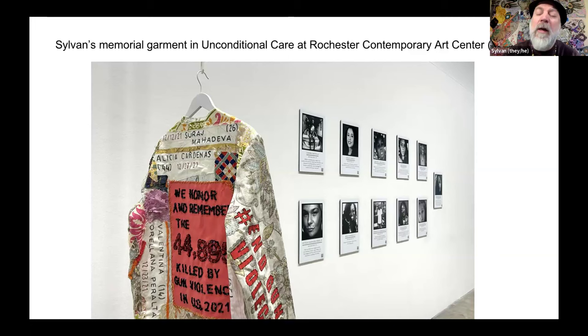And in the exhibit, this idea of the missing person is evident both because the garment doesn't have someone in it, as well as the photos of the people who aren't with us anymore as a result of the gun violence. That's really an epidemic in this country.